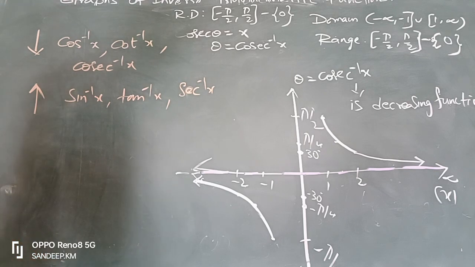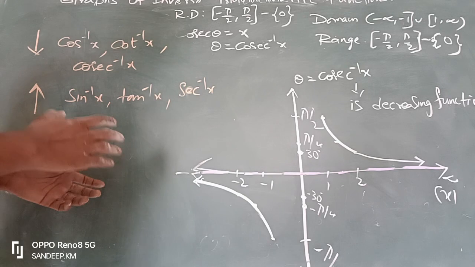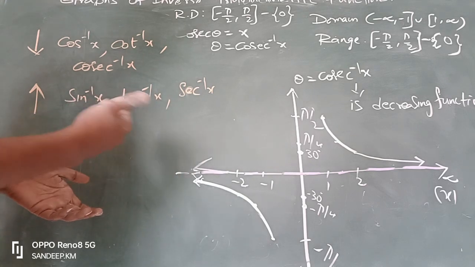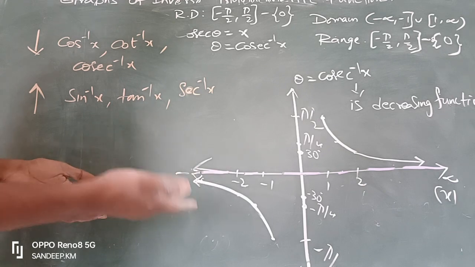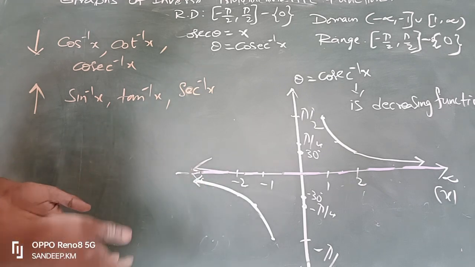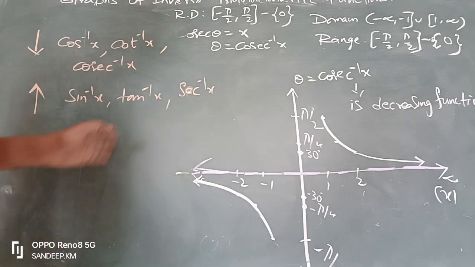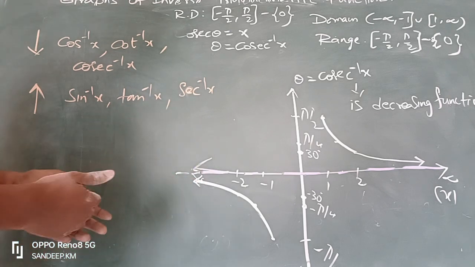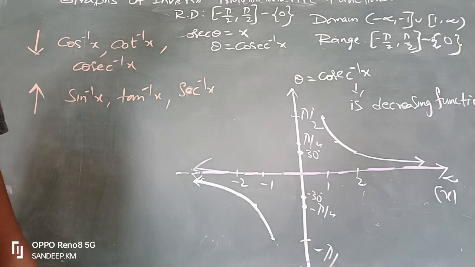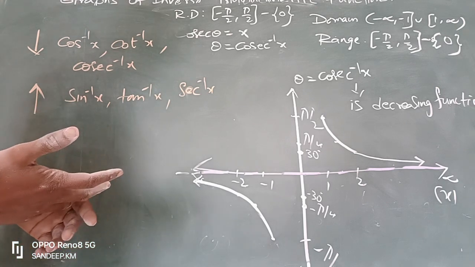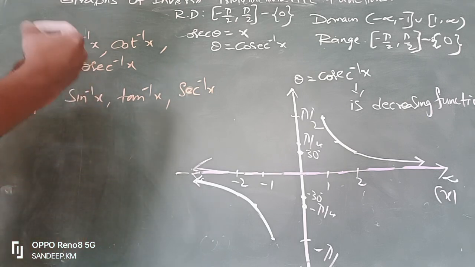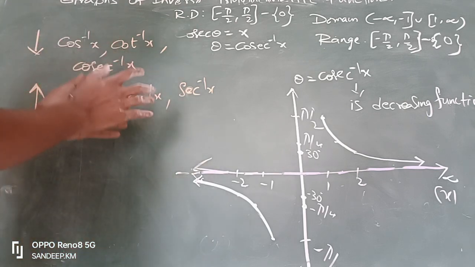Now, in the upcoming videos we will see what is sin of sin inverse x, cos of cos inverse x, tan of tan inverse x, cot of cot inverse x, secant of secant inverse x, cosec of cosec inverse x, etc. Similarly, sin inverse of sin x, cos inverse of cos x, etc. Moreover, there are many formulae in inverse trigonometry which you feel are very difficult to learn by heart. We will make it easy. We will see some shortcuts to remember them, along with proofs.